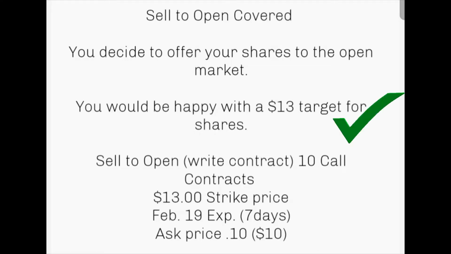So what you can do to actually make money with that sleeping money is sell to open contracts. In this example, we're going to sell to open 10 call contracts. Remember, there's 100 shares per contract, so you can write 10 of them. You're going to set a $13 strike price, and you're going to make it expire in 1 week. You'll do a weekly contract, so let's say it's going to expire February 19th. And you want to sell each contract for $10. So you're going to list the contract for 10 cents. Remember, it's 10 cents times 100 shares, so you're going to get $10 for that contract.